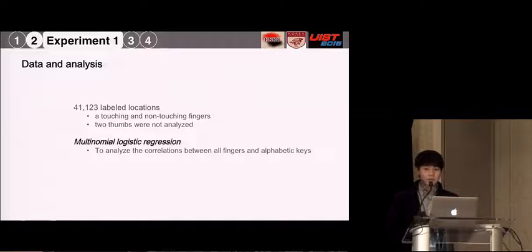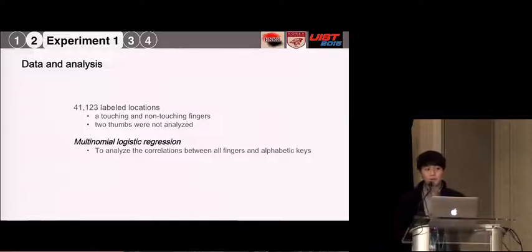After all participants finished their tasks, we acquired about 40,000 labeled data points. Since two thumbs were used only to enter the spacebar, we did not analyze them. Multinomial logistic regression was used to analyze the correlations between all fingers and the alphabetic keys.